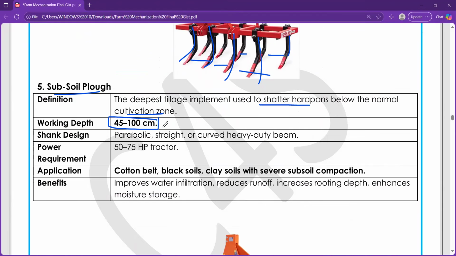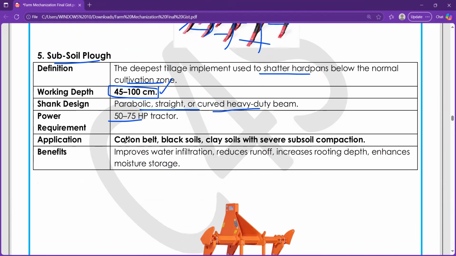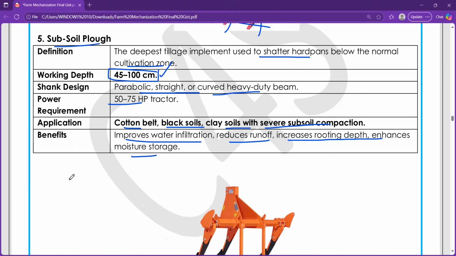Then we have the shank design. It is parabolic, straight, and curved because of the heavy duty beam. The power requirement is not important here. The working depth is very important. Applications again: it is generally used in the areas of cotton belt, black soils, clay soils, and severe subsoil compaction. The benefit it provides is that it improves the water infiltration, reduces the runoff, and increases the root depth, enhances moisture storage conditions. So these were all about subsoil.